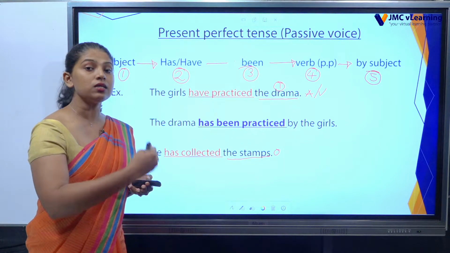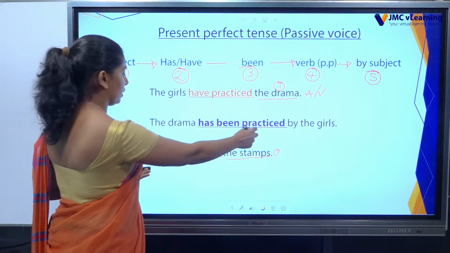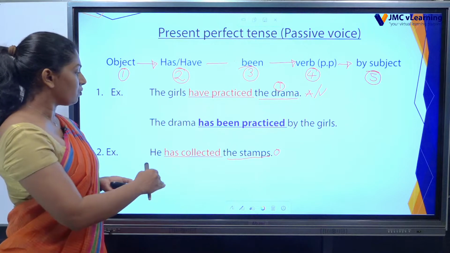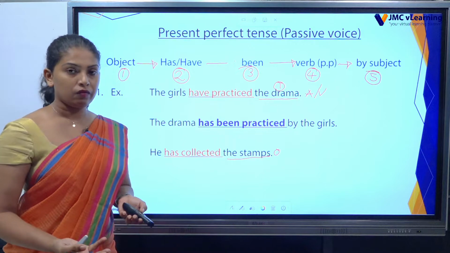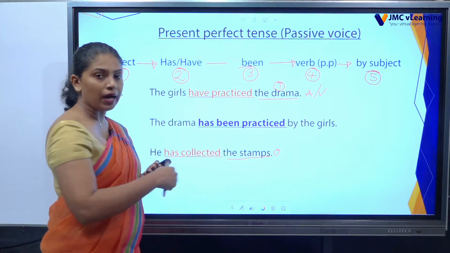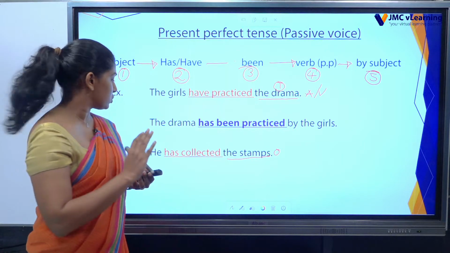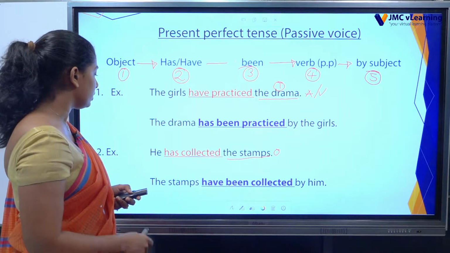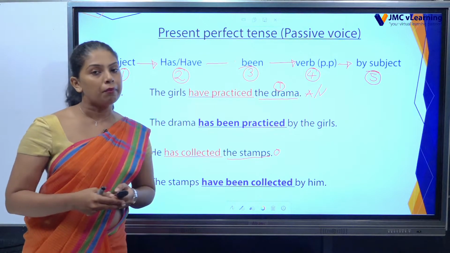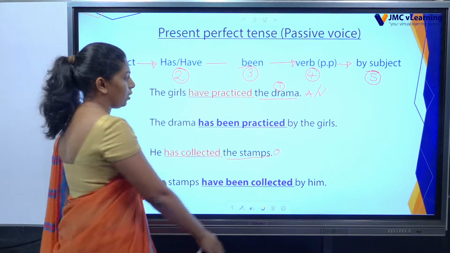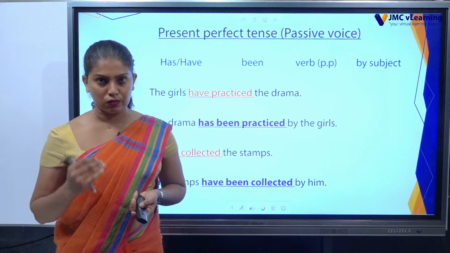Collect, collected. Collected is the past participle. So, as the fourth one, we can take the verb in past participle. Then we can mention by him. We know the subject, so we have to write by him. We can't use by he, it is by him. So, how do we write the answer for this? The stamps have been collected by him. So, that is how we can make present perfect tense passive voice.